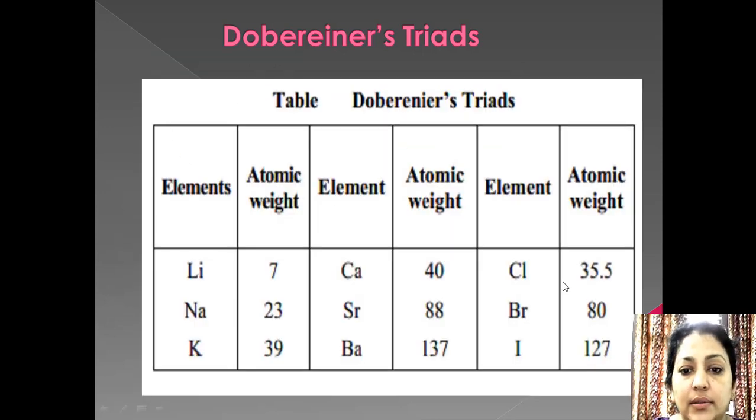This is the complete table of Dobereiner's triads. He could identify only 3 triads from the known elements. See here, what are they? Lithium, sodium and potassium. Then calcium, strontium and barium, another triad. And the third triad, chlorine, bromine and iodine. So remember, the atomic mass of the second element will be the average atomic mass of the other 2, the first and third element. Okay.